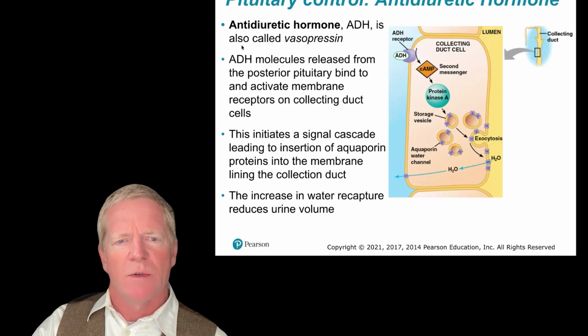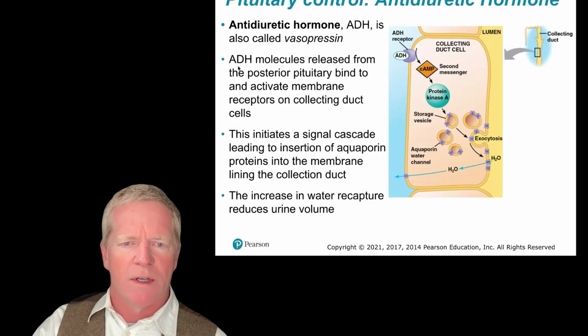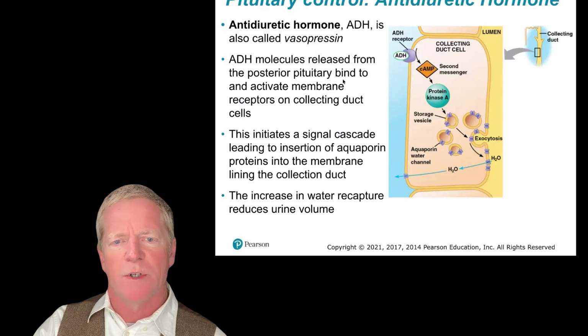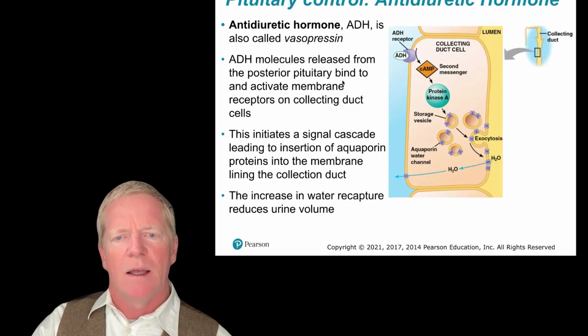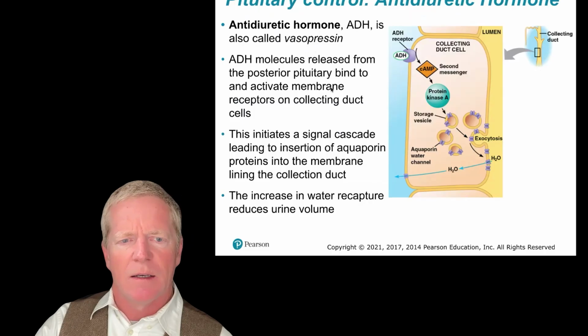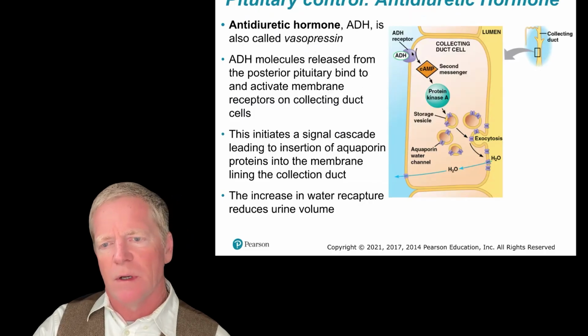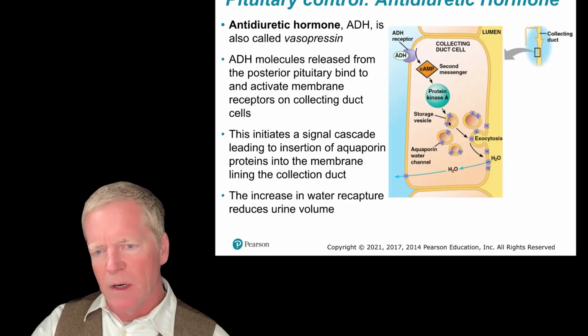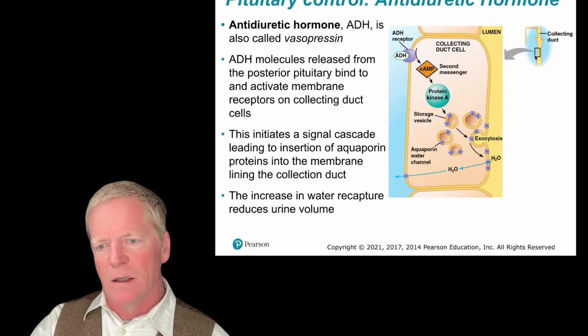First of all, let's take a look at antidiuretic hormone. Antidiuretic hormone is also called vasopressin. Antidiuretic hormone or vasopressin is released from the posterior pituitary and it will enter the bloodstream, travel to the kidneys, and bind to a receptor on the surface of cells of the collecting duct. After a signaling cascade, it results in the placement of water channels on the surface of the lumen of the collecting duct.